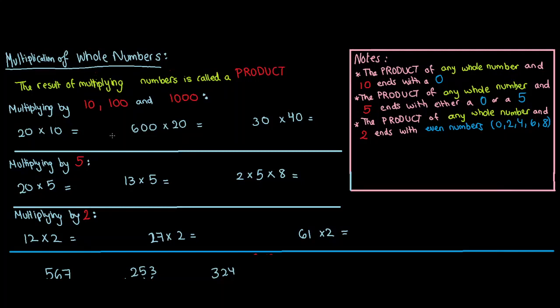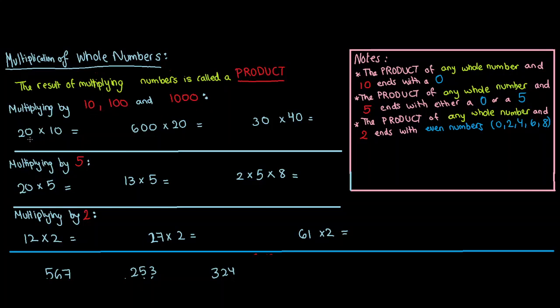This lesson is about the multiplication of whole numbers. When we multiply numbers together, we get a result, and this result is called the product. So when you are trying to find the product between any two numbers, you are multiplying these two numbers. Let's start with the easiest form of multiplication, which is multiplying by the numbers 10, 100, and 1000.